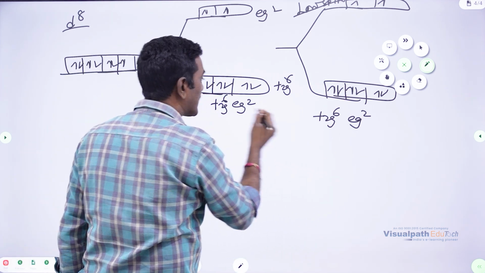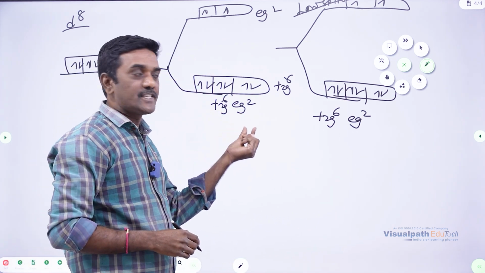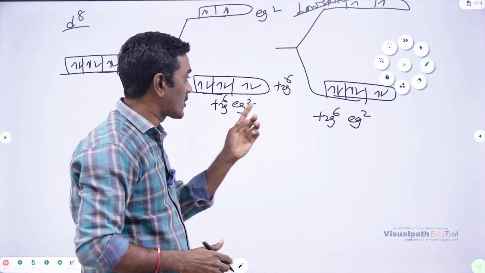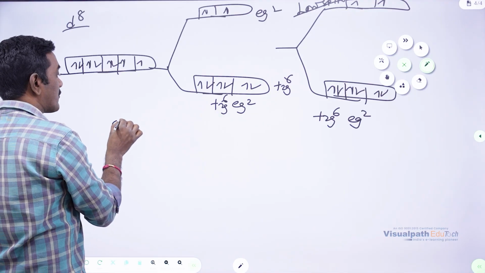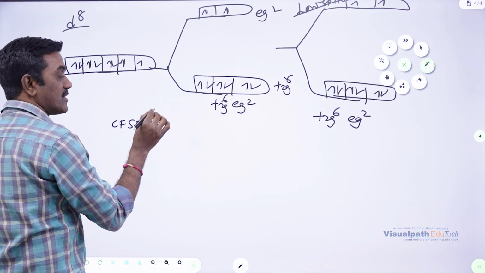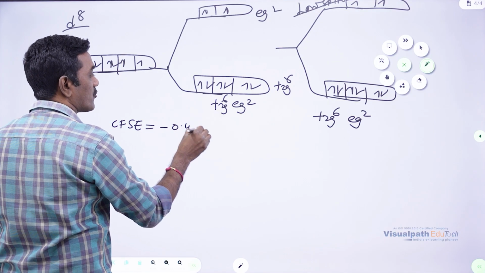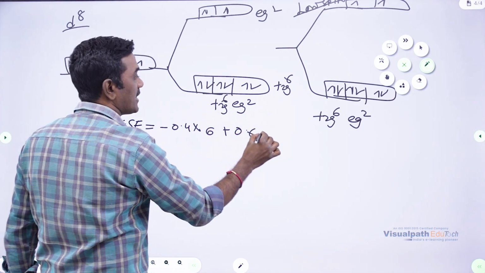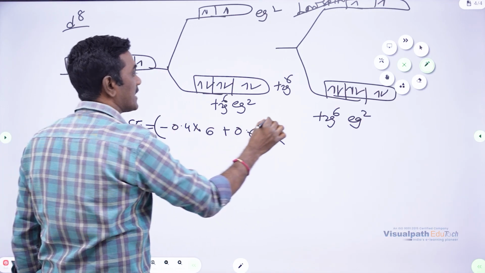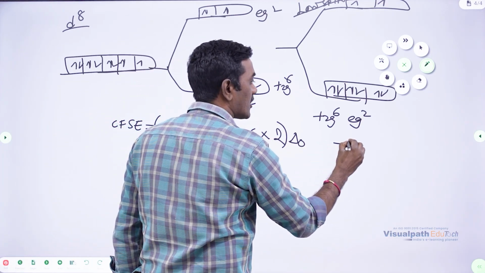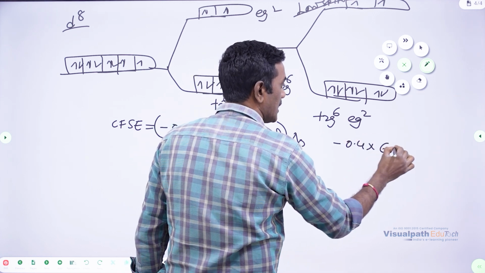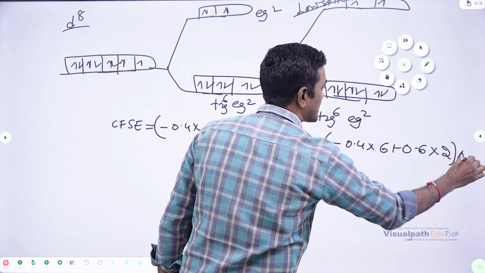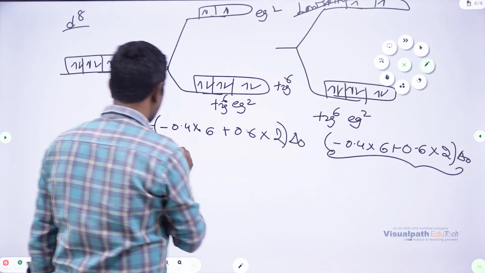So if you are looking carefully here, t2g6 eg2, t2g6 eg2. Both are going to have the same electronic configuration, and so CFSE is going to come out the same. Why? Because minus 0.4 into t2g, how many? 6, plus 0.6 into eg, how many? 2. So obviously this number is the same here and here also: minus 0.4 into t2g 6 plus 0.6 into eg 2, delta naught. So this number is going to be the same, and so CFSE is going to be the same.